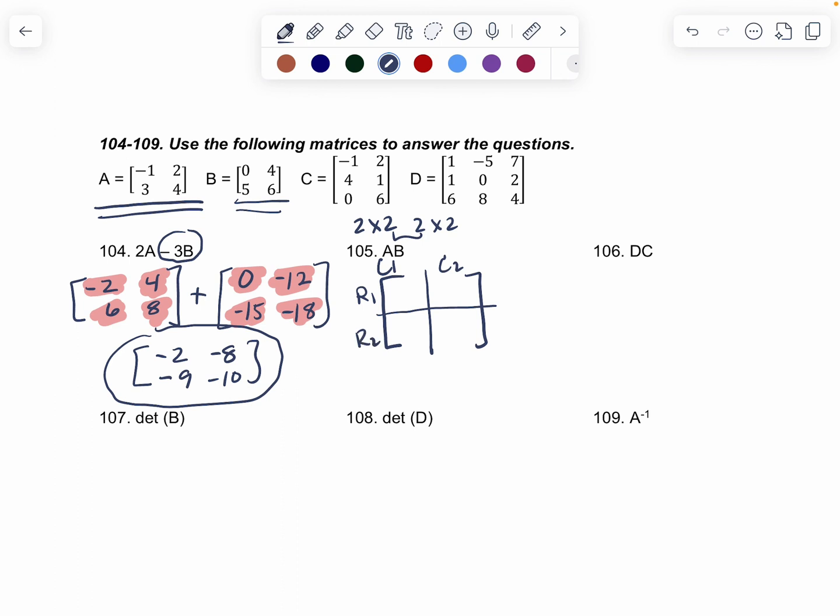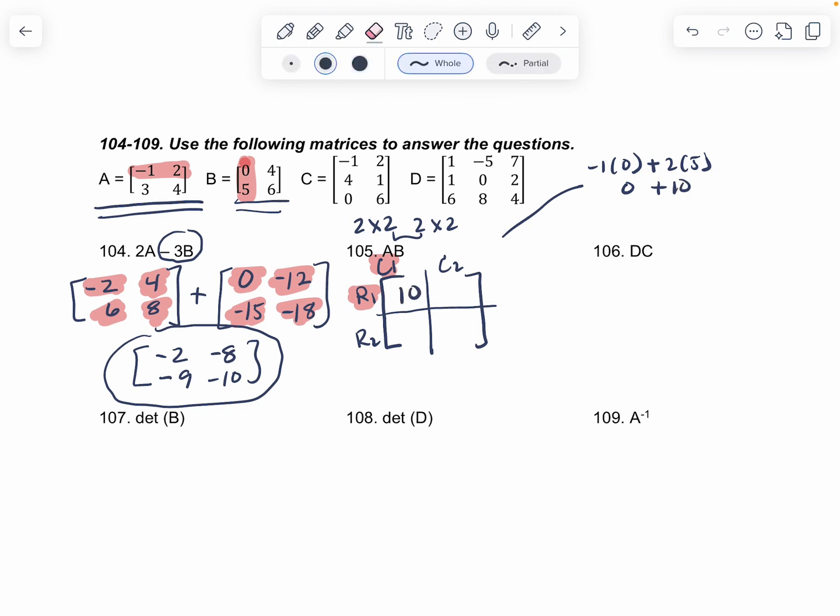For the first spot we need to fill in, we're going to have row 1 and column 1. So we're going to take row 1 of matrix A and multiply it by column 1 of matrix B. Here I'll do it on the side one time and you guys can see how the rest works. It's basically going to be -1 times 0 plus 2 times 5, which is 0 plus 10, which is just 10. Now for the next part, let me erase these. We'll do a different color.